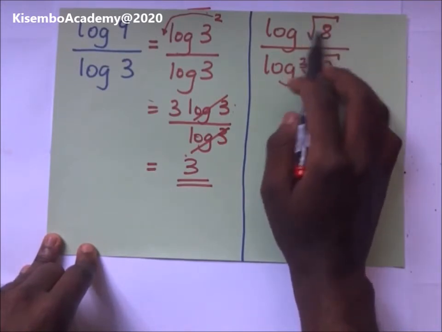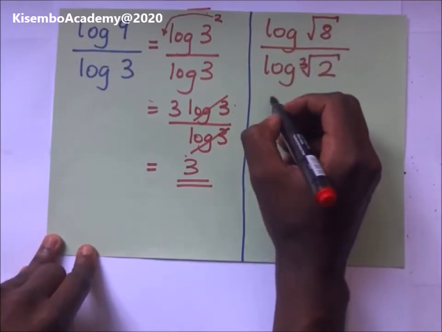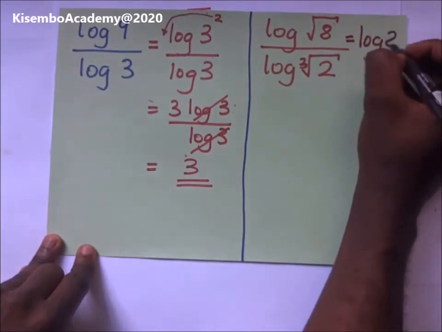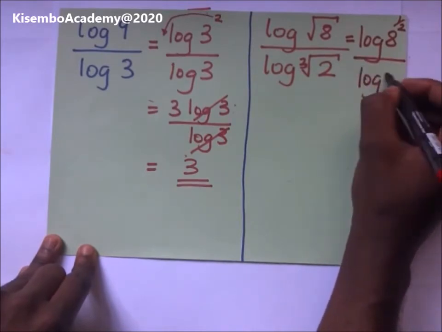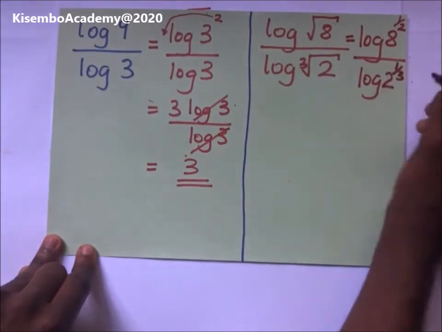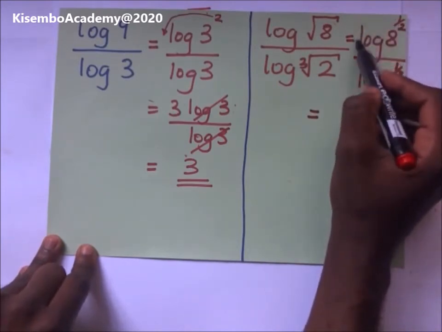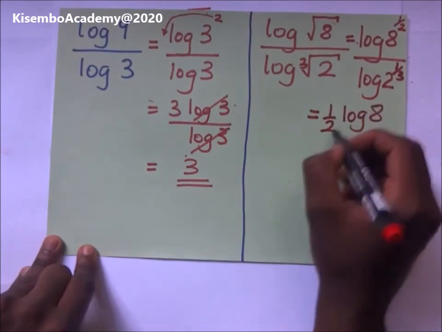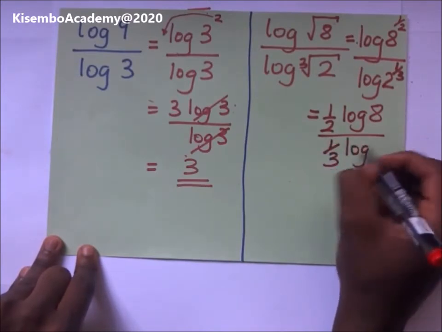We convert this into index form, so it becomes the log of 8 to the power half, divided by the logarithm of 2 to the power, now this is the third root, so it means it's to the power a third. So when this half comes to become the coefficient, it becomes a half the logarithm of 8 over a third times the log of 2.